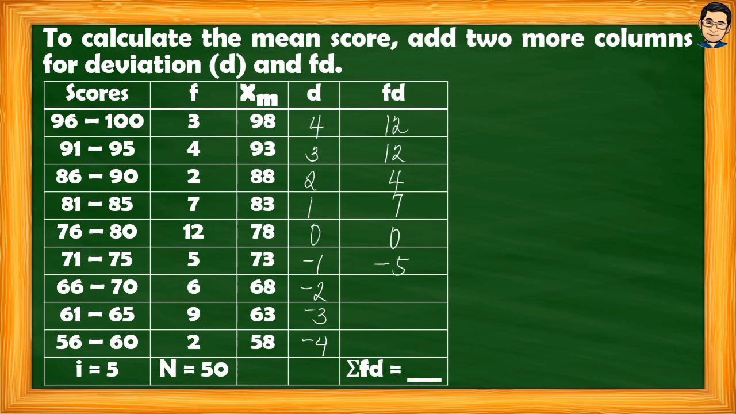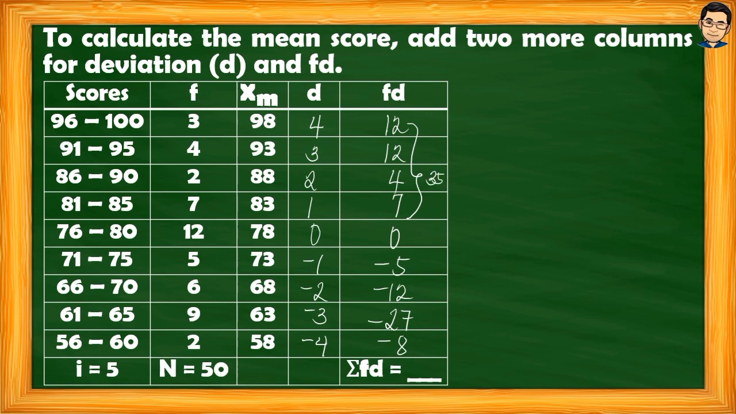6 times negative 2, we have negative 12. 9 times negative 3, we have negative 27. 2 times negative 4 is negative 8. So, yung next na gagawin natin dito, lahat ng nasa taas, i-add natin. So, 12 plus 12 plus 4 plus 7. So, that is 35.